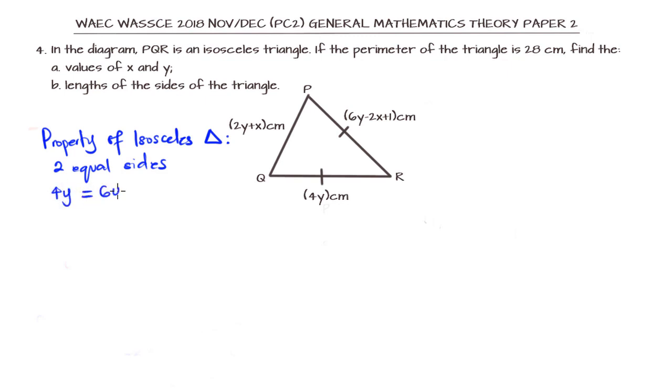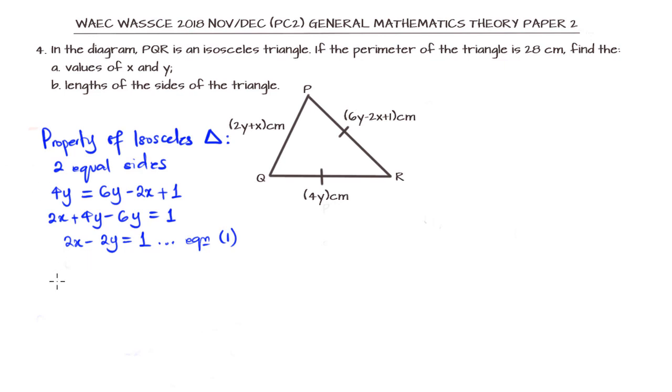So we can say 4y is equal to 6y minus 2x plus 1. And if we collect like terms from this, we have 2x plus 4y minus 6y is equal to 1. That means 2x minus 2y is equal to 1. We can call this equation 1.